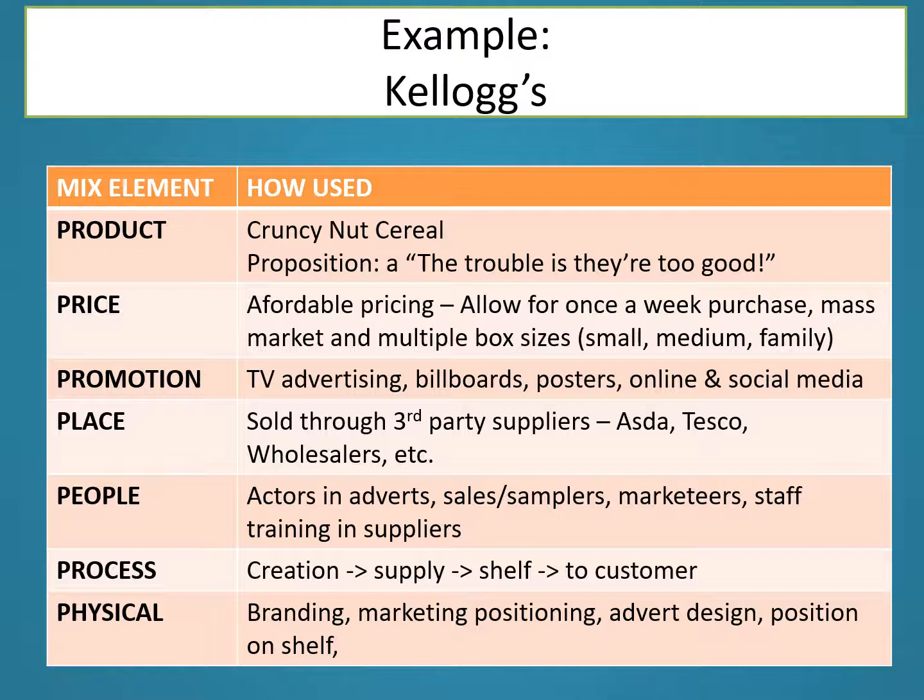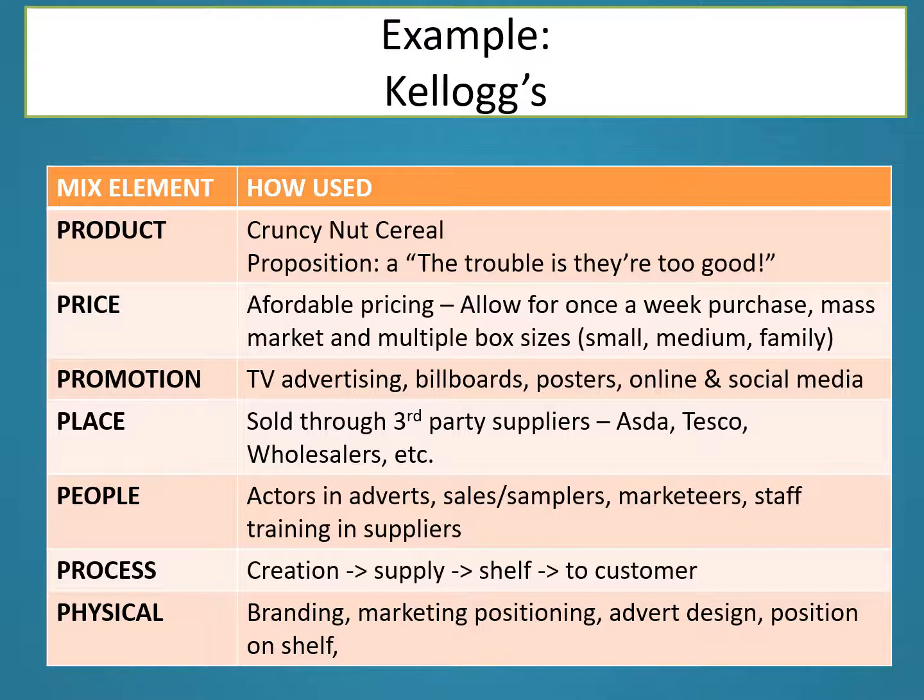So think about TV advertising, billboards, posters, any kind of online or social media marketing campaign that they run as well. Then we've got place. So for example, Kellogg's is usually sold through a third-party supplier, like Asda, Tesco, or wholesalers. They don't actually sell it themselves.